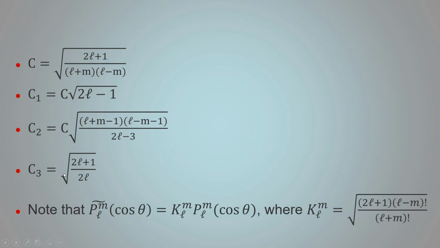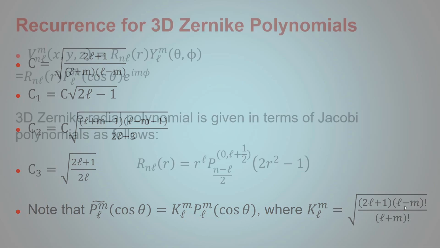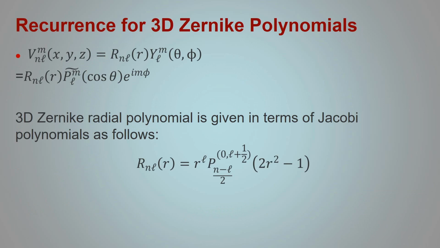So it should be noticed that the normalized associated Legendre polynomial is given as the product of the constant KLM and the associated Legendre polynomial, where the KLM is this. So we talked about recurrence for the 3D Zernike polynomial.